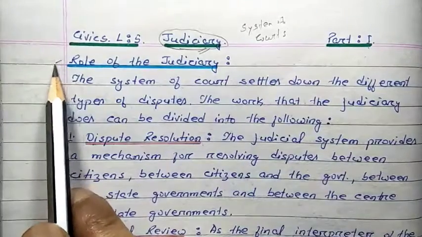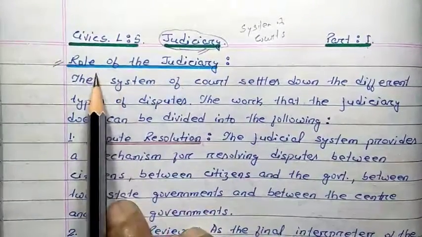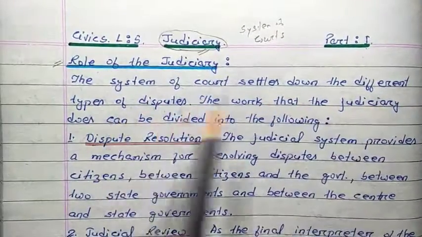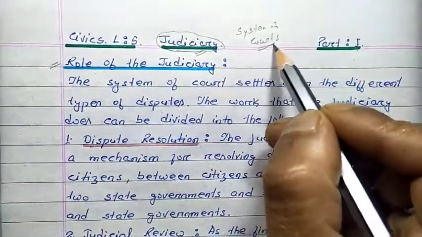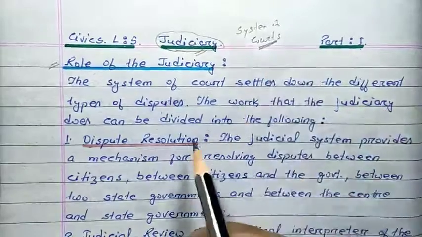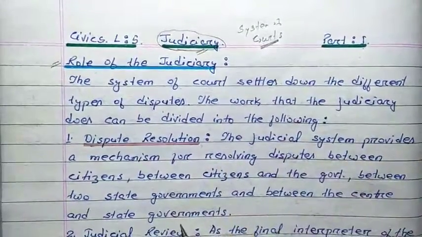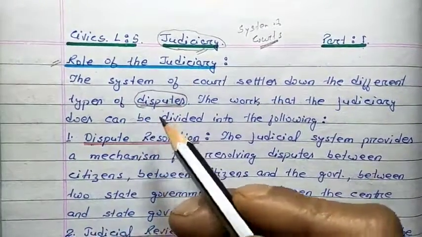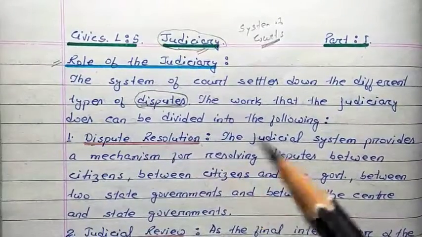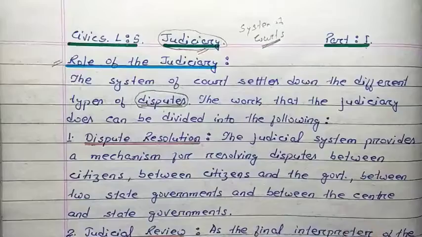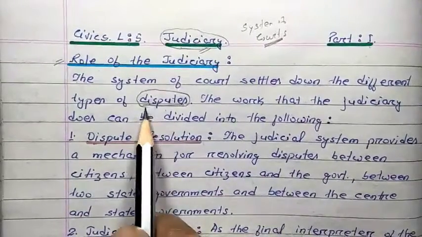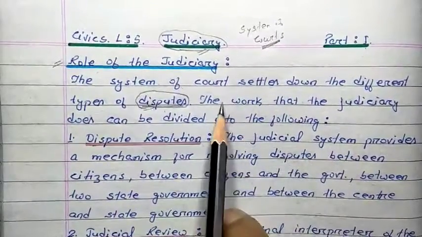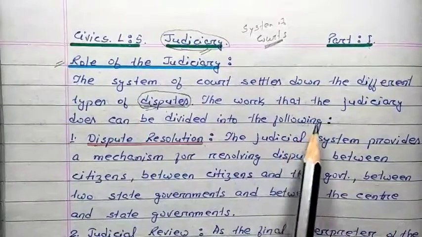The first thing that we are going to study is the role of the judiciary. What are the functions of the judiciary? The system of courts settles different types of disputes. Whenever we think about a court, a clear image comes into our mind that the court gives justice to the people. There may be different types of quarrels between citizens, between the state government and citizens, and even between the state government and the central government. All these types of disputes or problems are generally settled by the system of courts, or the judiciary.